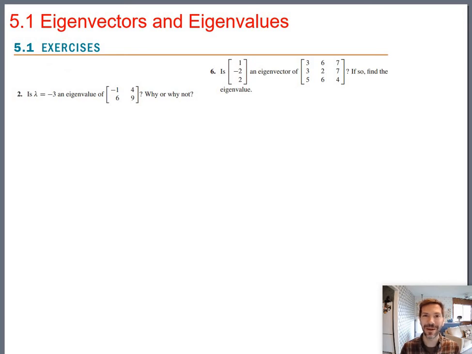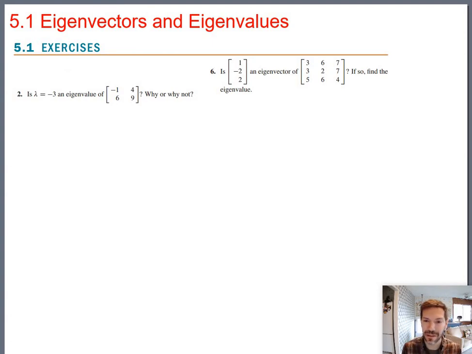All right, let's see what is in store for us in the homework in this section where we're just getting comfortable with the idea of eigenvectors and eigenvalues. So let's start off with numbers 2 and 6 from the homework. I think that probably 6 is easier to start with than 2. So let's just start with 6. It says, hey, is this thing an eigenvector of that?